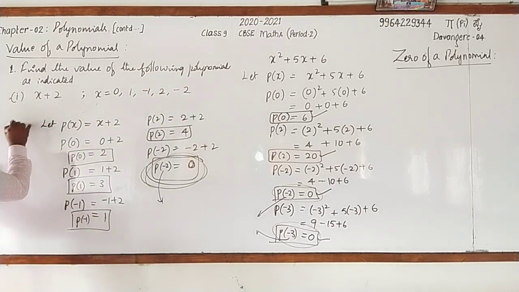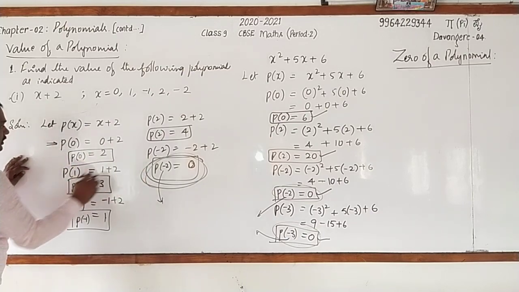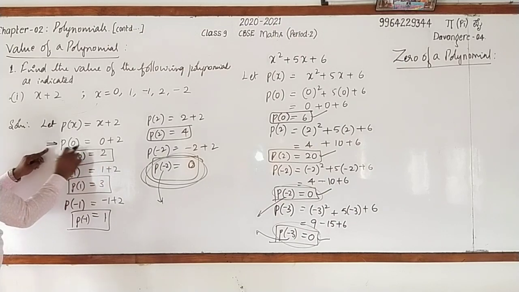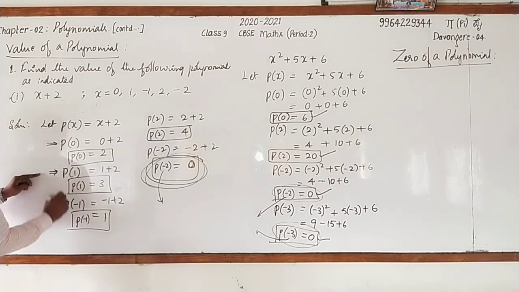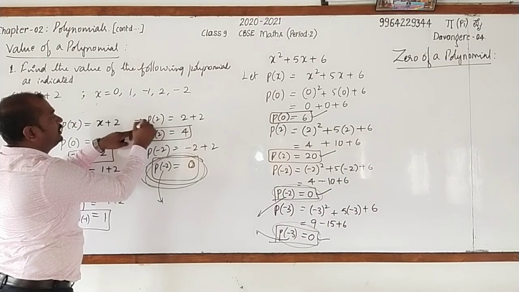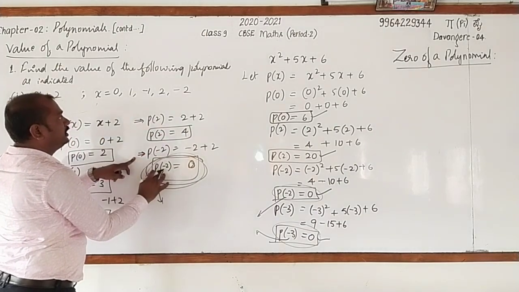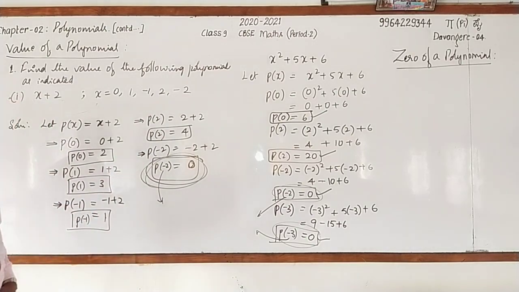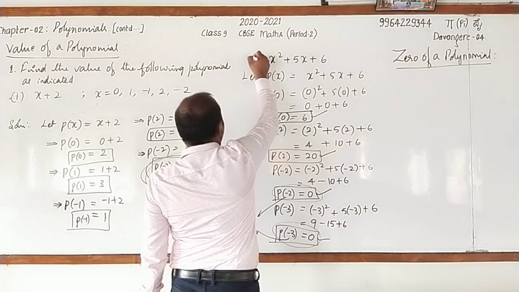So this is the solution. Okay, you have to copy from here up to here. So 2 is the value of p of 0, 3 is the value of p of 1, then 1 is the value of p of minus 1, 4 is the value of p of 2 and 0 is the value of p of minus 2. Got it? Similarly, you will go for copying even second one also.